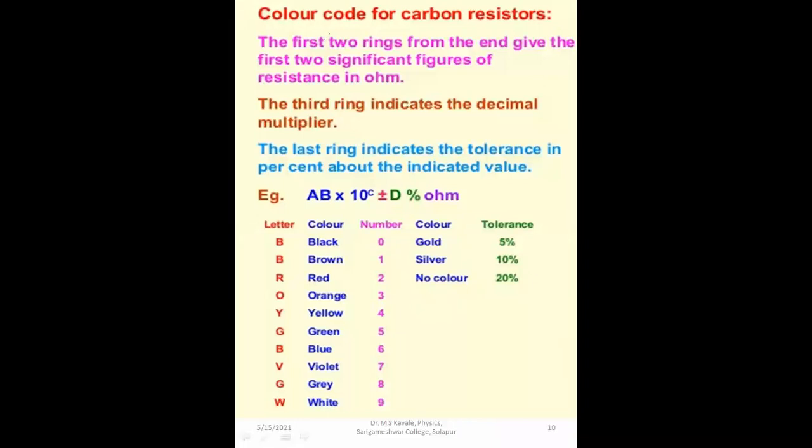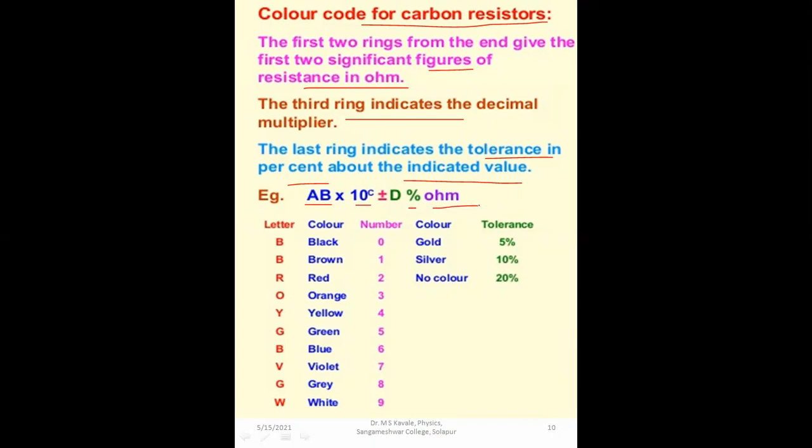Now the color code for resistors, okay, for carbon resistors. So in the case of a resistor, the first two rings from the end give the first two significant figures of resistance in ohm. Okay, the third ring indicates the decimal multiplier, and the last ring indicates the tolerance in percent about the indicated value. For example, a b into 10 raised to c, plus minus d percent in ohm.